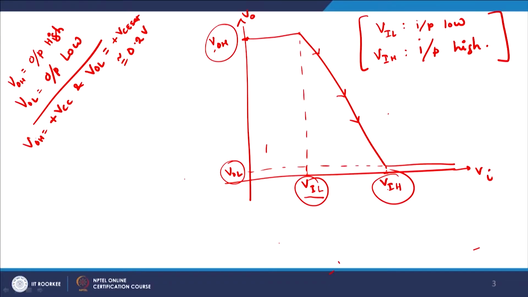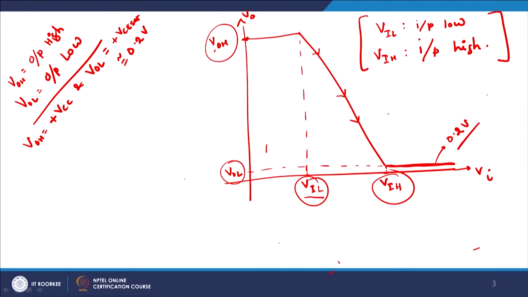VIL, input low, is the maximum value of input at which you will actually get a high. If you exceed this value of VIL, your output will start to drop down, and that is what is happening here. Similarly, VIH is the minimum value at which your output will be low. After this, if you look very carefully, it might fall down or it might remain constant. So this is what you learned. Typically it is 0.2 for a silicon diode, we see VCE sat is equal to 0.2.